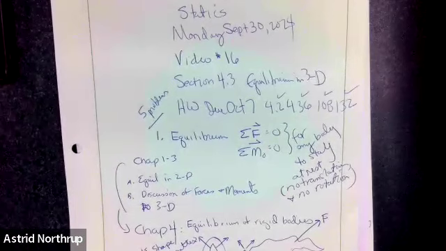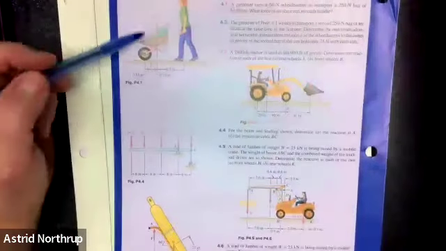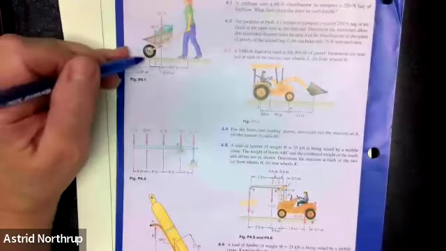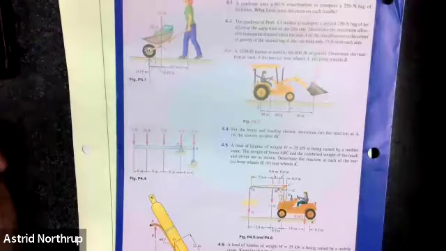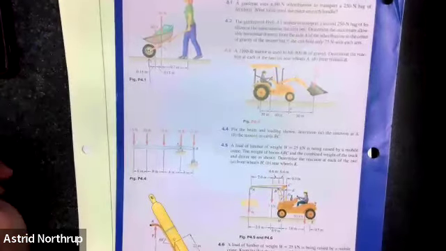424, which I think is a 2D problem. Oh, 4.2, that's so easy. You've got a gardener with a wheelbarrow. The wheel will only have a single reactive force acting up because it will roll in the X direction.